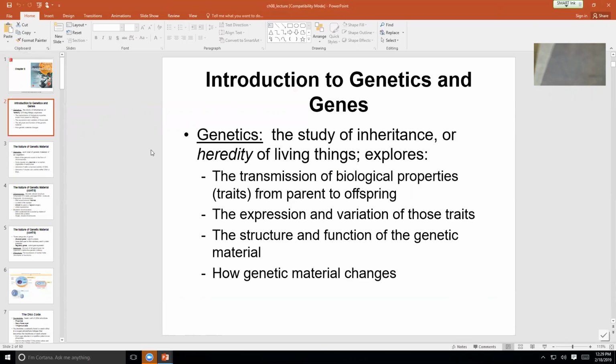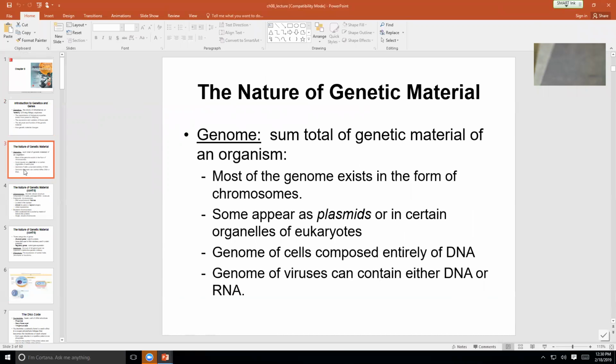When we think about genetics, we're looking at the DNA and how DNA is transferred, the transfer of traits from parent to offspring. Genetics is the study of inheritance in anything living. And genome means the sum or the total of the genes, if you will, for a particular organism.